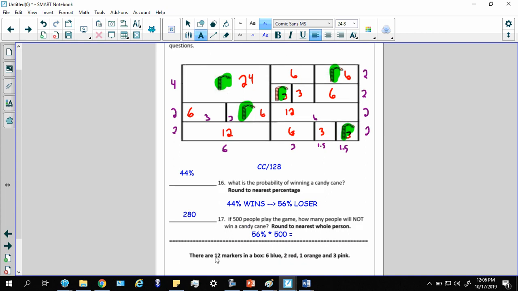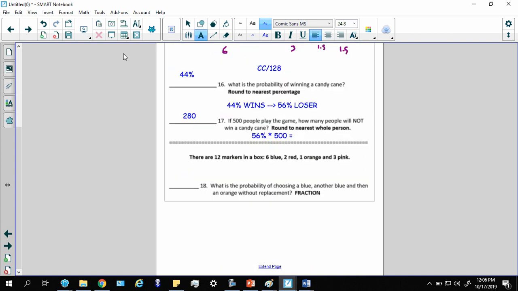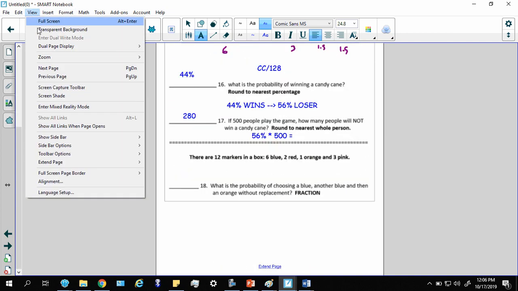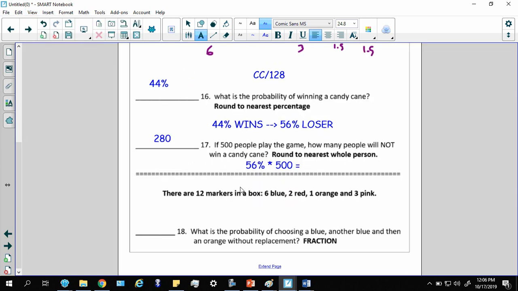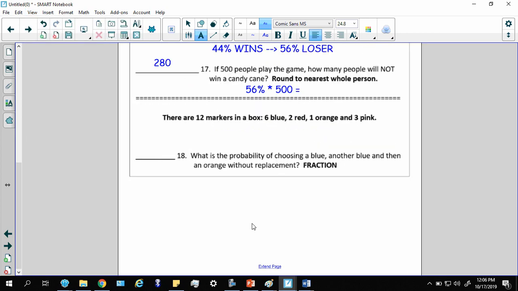All right. And I could zoom in now. All right, so there are 12 markers in a box. All right, here we go. The probability of choosing a blue. That's easy. 6 over 12. Easy. All right, but here's the thing. You're not replacing it. So choosing another blue, there are now 5 possibilities out of 11. And again, you're not replacing it, so that means choosing an orange, it'll be 1 out of 10.